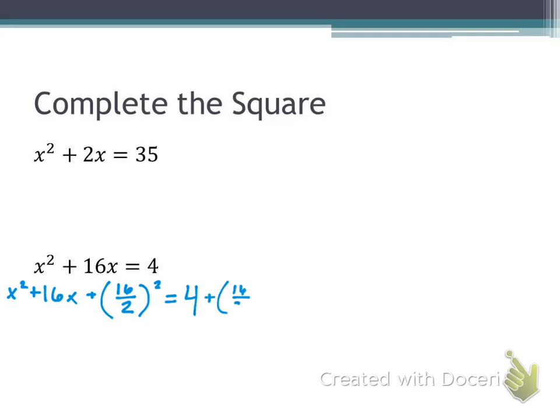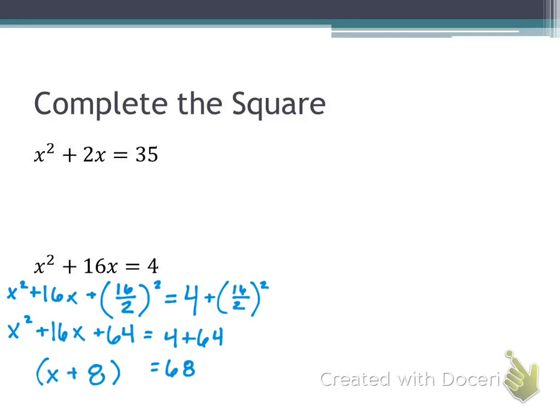So 16 over 2 squared. What is 16 divided by 2? 8. What is 8 squared? 64. 4 plus 64. What's 4 plus 64? 68. How am I going to write this left side right here? What would I do? Parentheses. X plus 8, and then I have a squared.